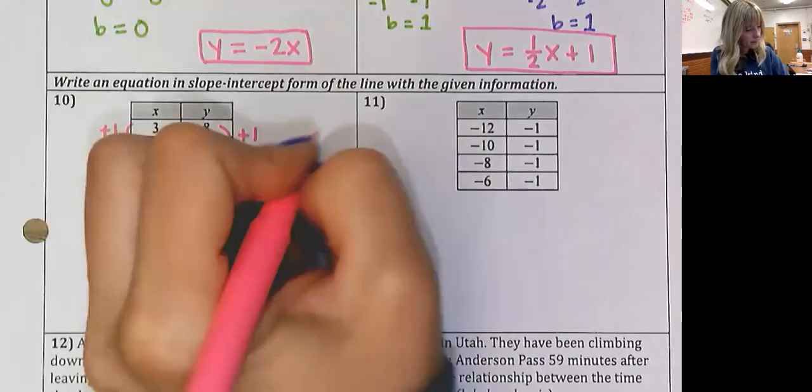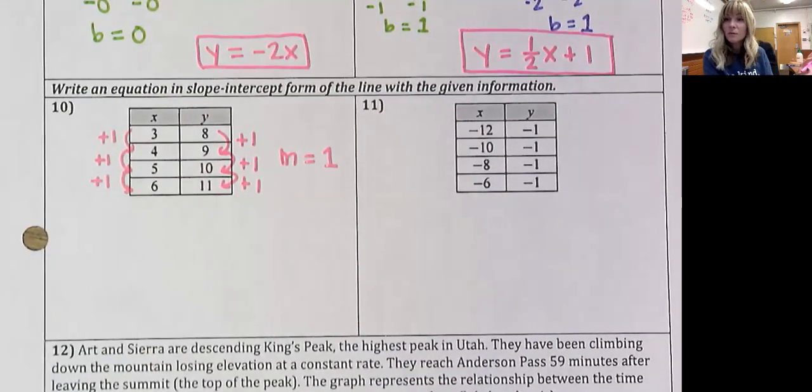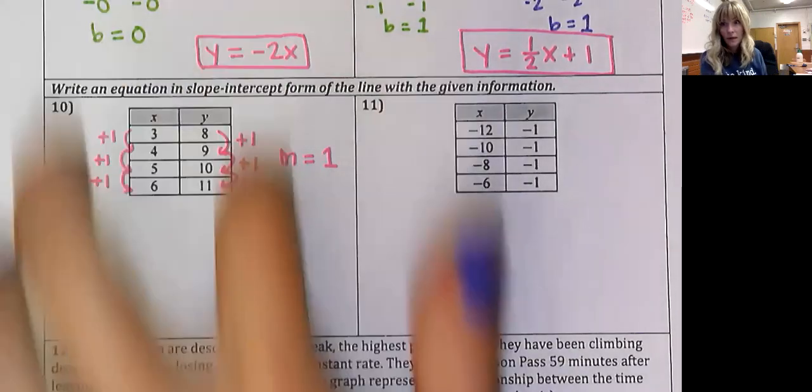Oh, the slope is 1. 1 over 1, 1. Okay. I can still get the slope nice and easy from a table. We've done that for a long time. Hopefully that's a skill that's still pretty solid in your brain. And if not, hopefully that reviewed it right there.